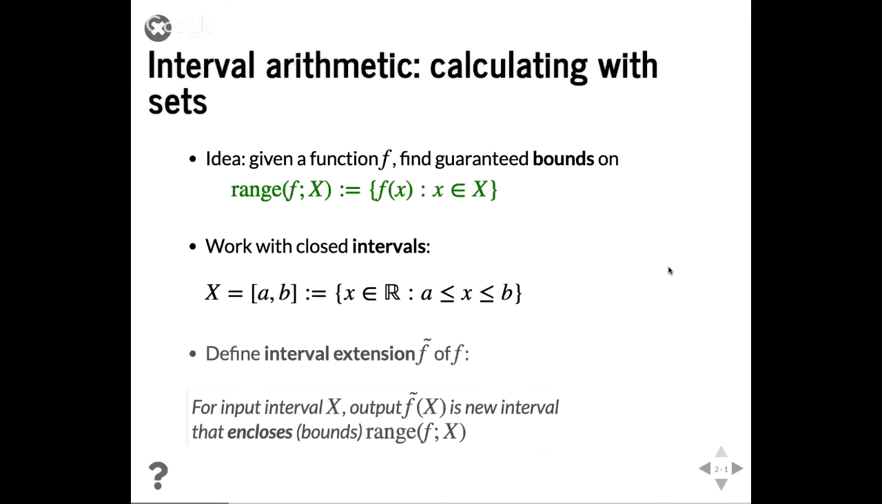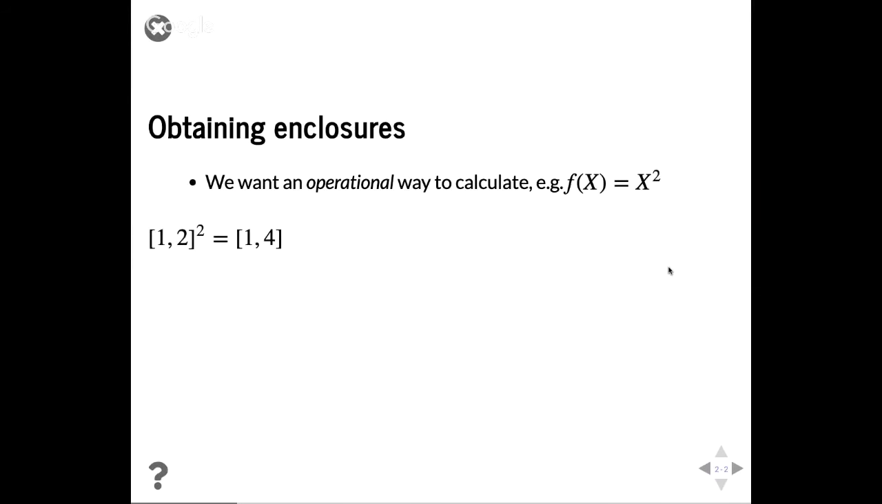So the goal will be for each elementary function f to define what's called an interval extension, which is: if I input an interval, I want to output a new interval which is guaranteed to bound f of x for all x in my interval. That's called an enclosure. How do I do that? For example, let's look at the squaring function, a very simple function. If I have an interval x, I want to square that interval. What does that mean? It means calculate the squares of all numbers in that interval. So if, for example, I want to square the interval from 1 to 2, this is an interval, not a Julia array, how do I do that?